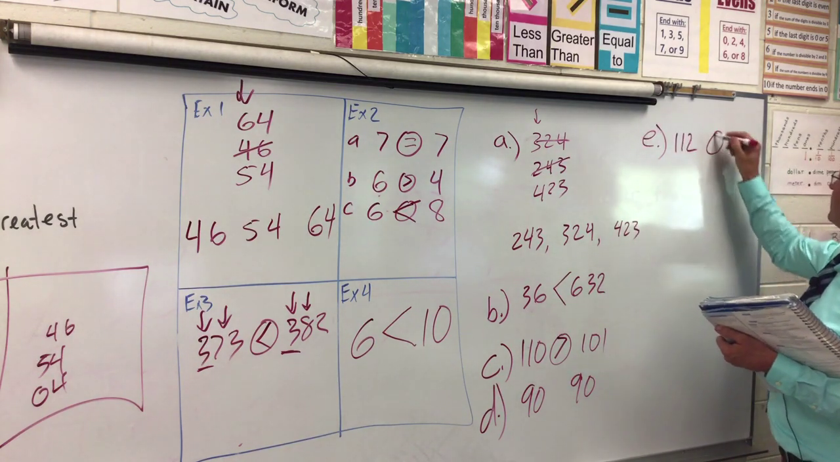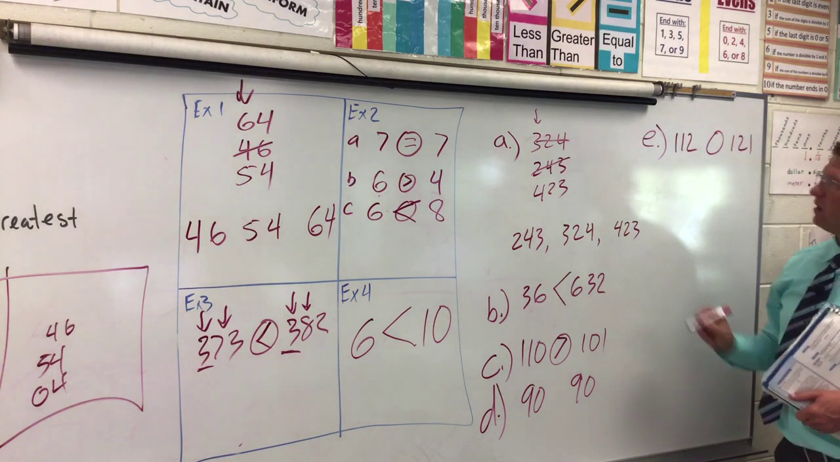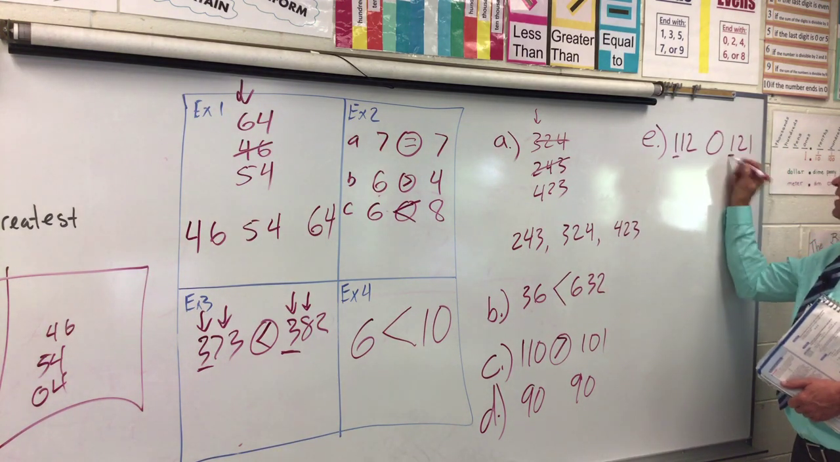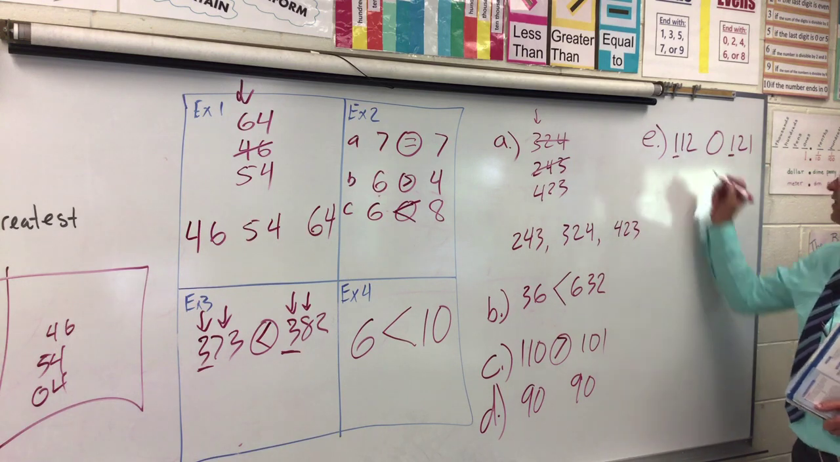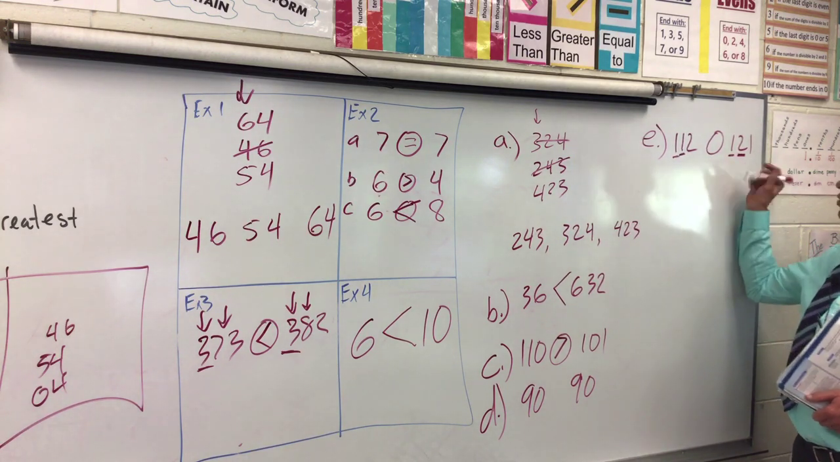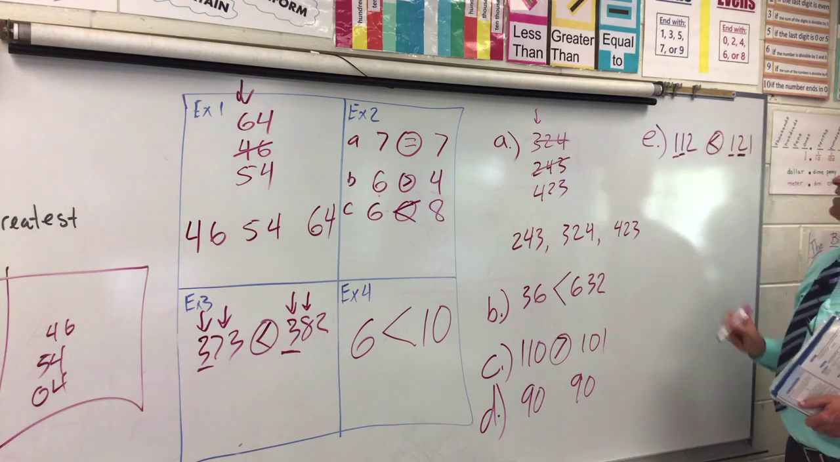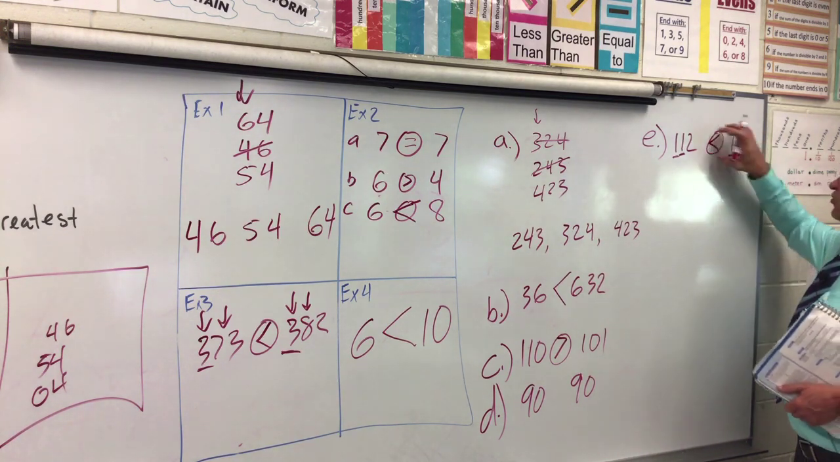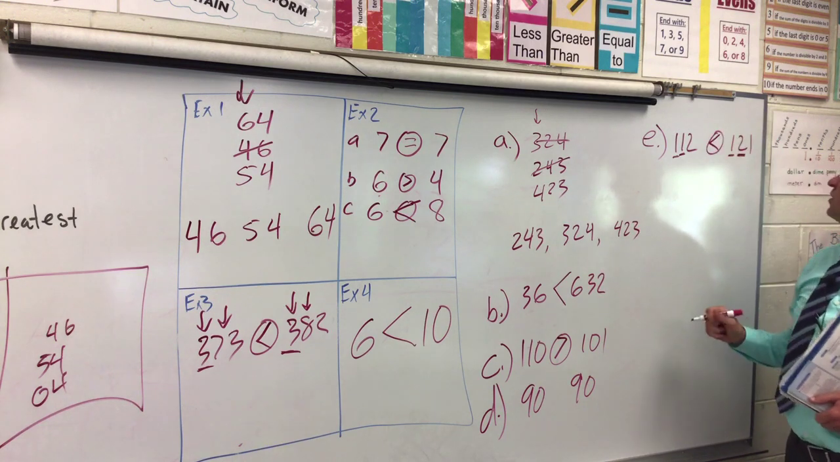112 compared to 121. Notice the ones are the same. So you go on to the tens column. You have a 1 here and a 2 here. 1 compared to 2, 1 is less than. 121 then is larger, so make your mouth go towards 121.